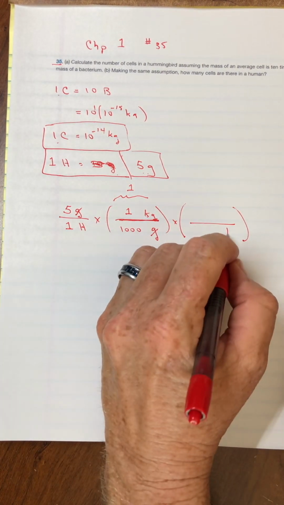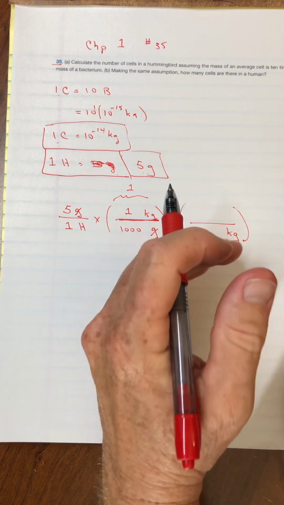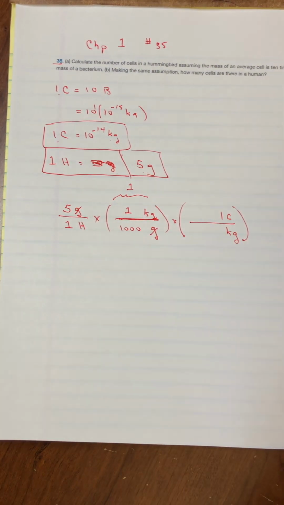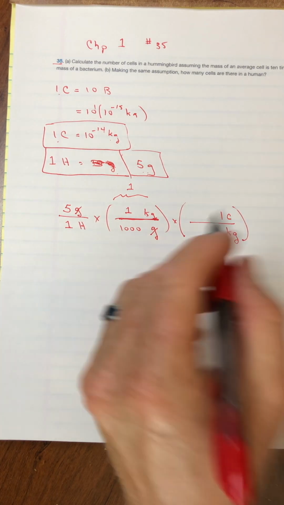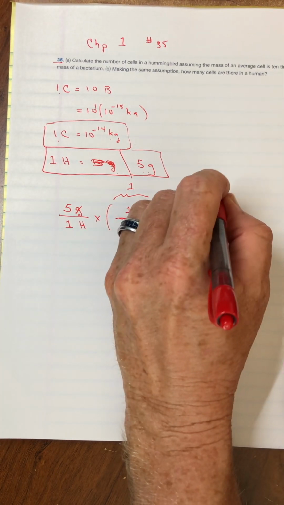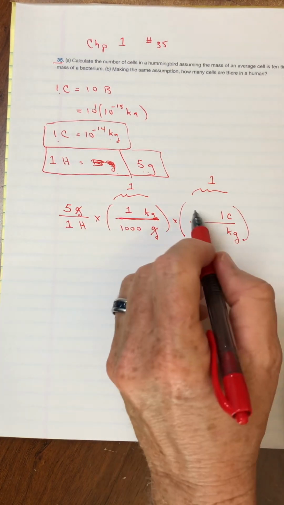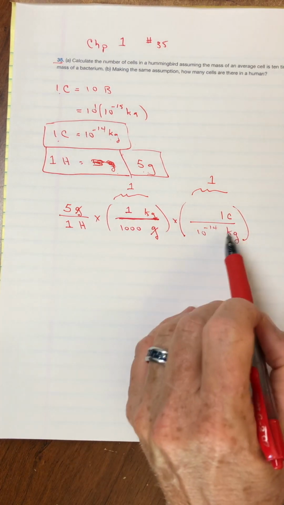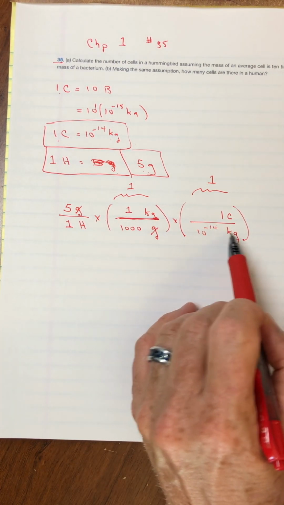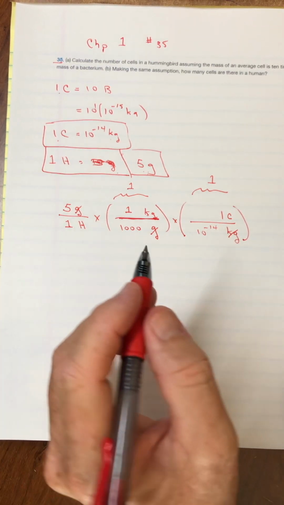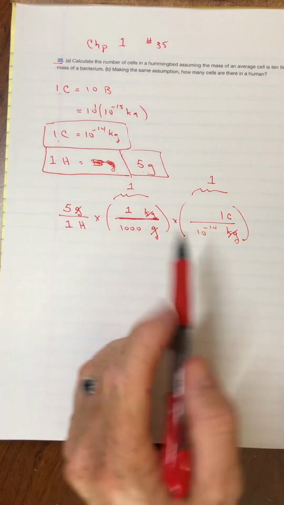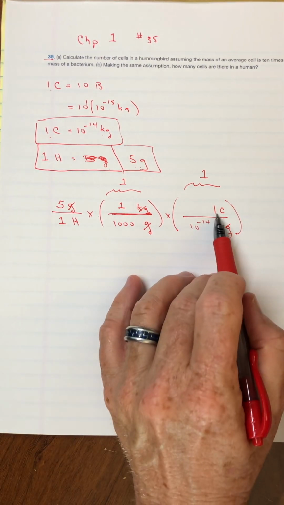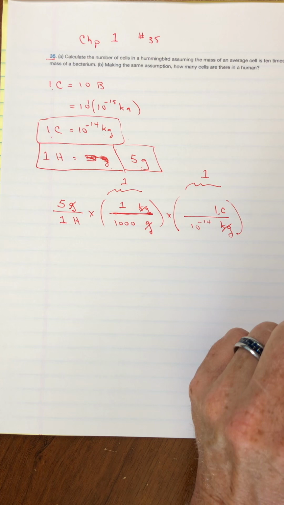Because now I want to get rid of kilograms and convert it into something I know, and that would be the number of cells. That's cool. So this multiplication also needs to be a 1, and so I need to make sure what's in the numerator, 1 cell, is the same as what's in the denominator. So 1 cell is equal to 10 to the minus 14th kilograms. And if it's strategically set up, the kilograms will cancel off, and I will get the number of cells.